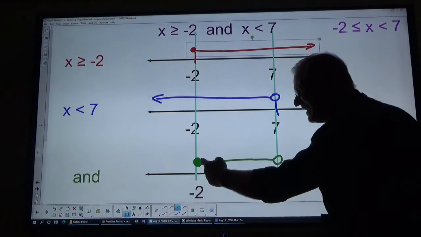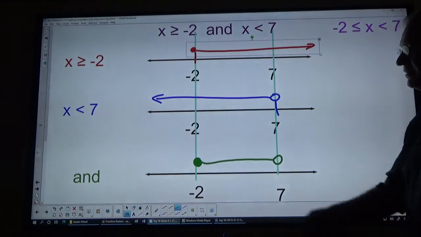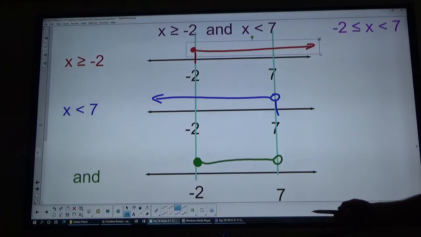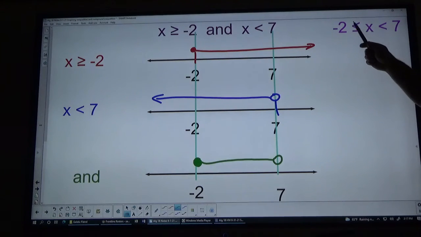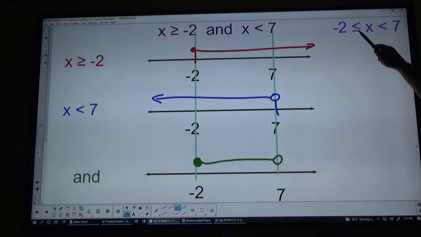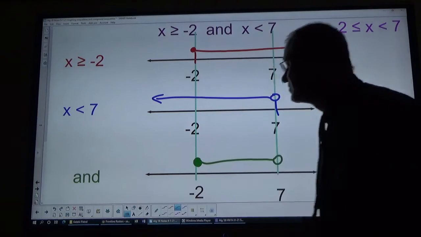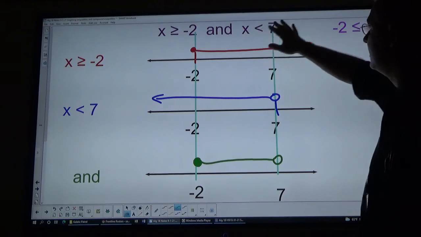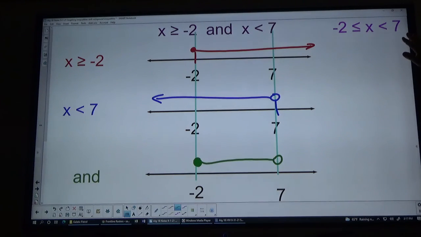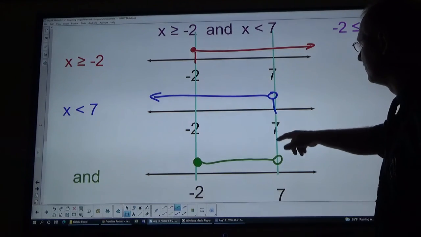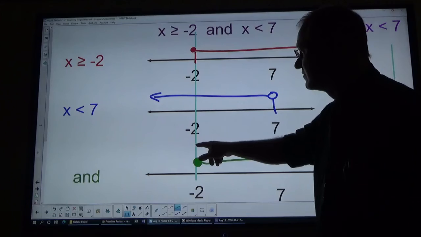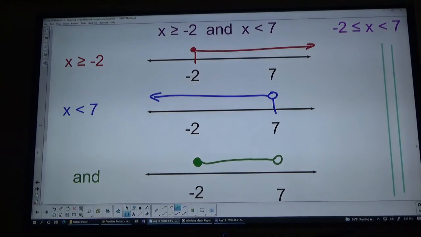So it's between -2 and 7. It does include -2, but not 7. That's what this says. It is x is between -2 and 7, and it includes -2. So you are going to see occasions where it's written this way, and other times where it's written this way. Both of these are and situations. This is our final graph.